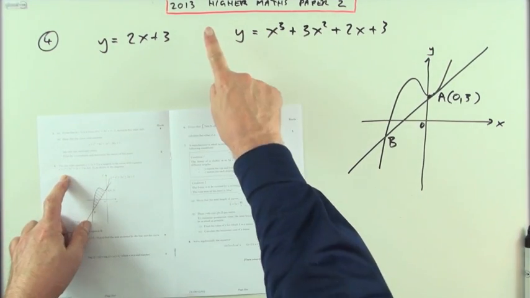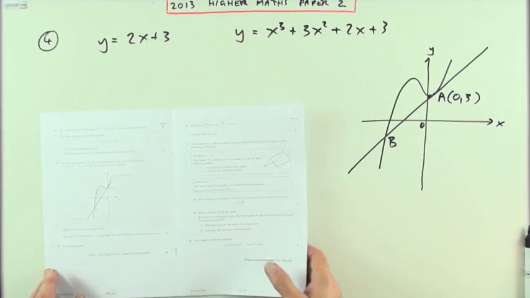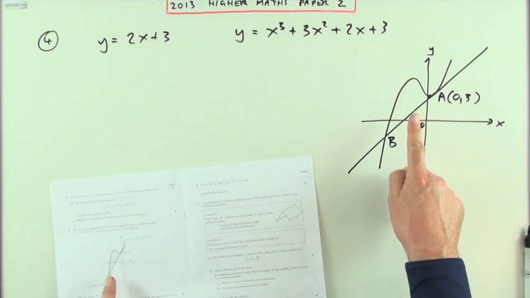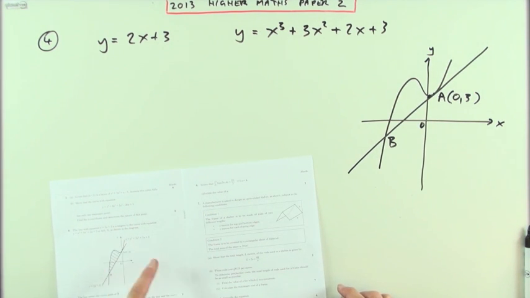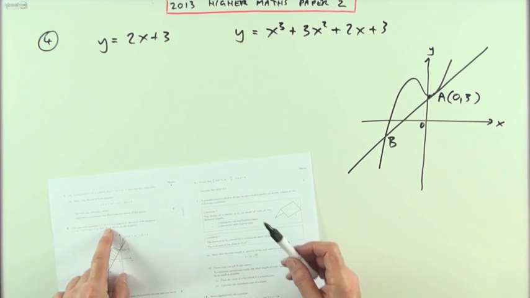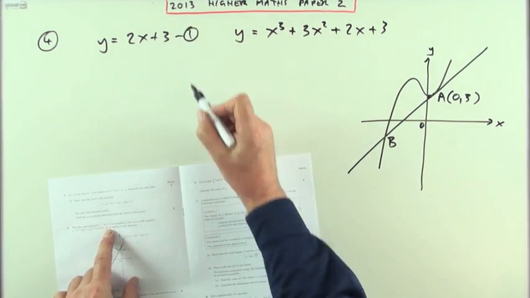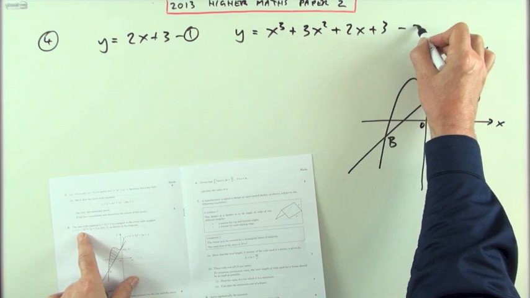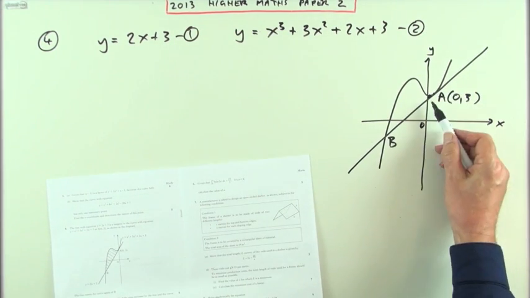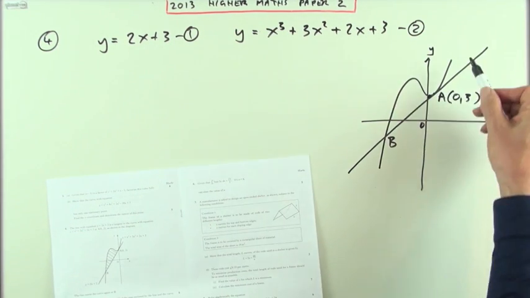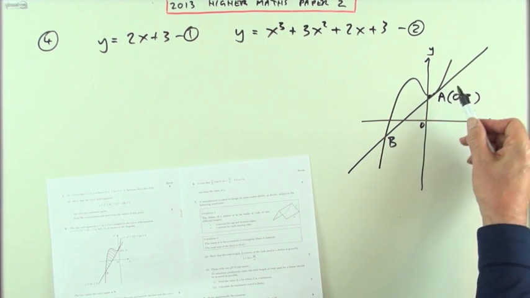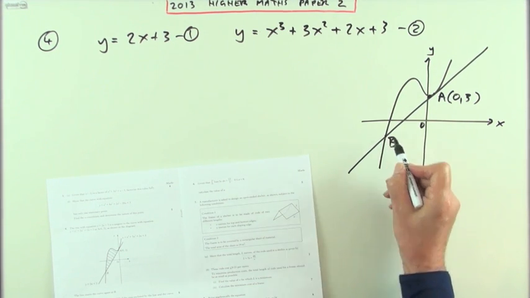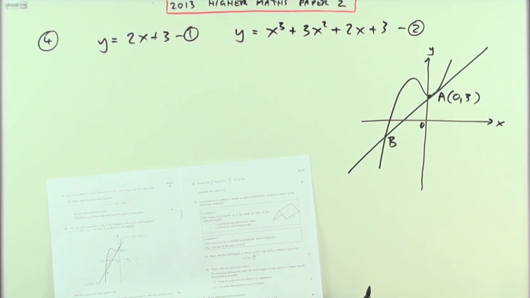Number 4 from the 2013 Higher Maths paper 2. Right, here we've got this, it looks like an area question and also mentions tangents to curves. First part, the line with equation 2, this line here, is a tangent to this curve 1, at the point A (0, 3), and naturally because this curve twists and turns, it then passes on to meet it again, or cross it again, somewhere else at B.